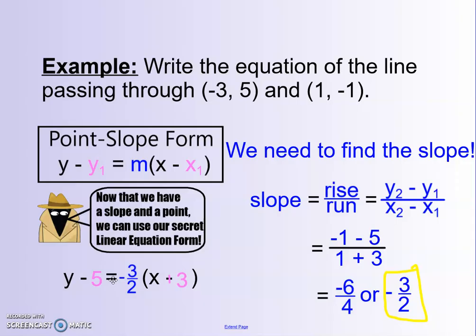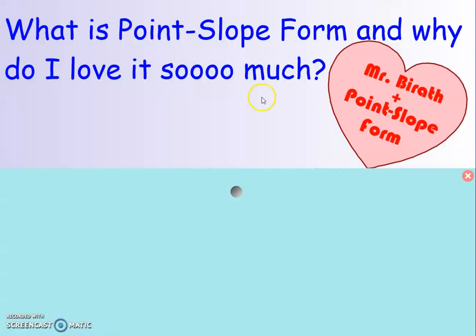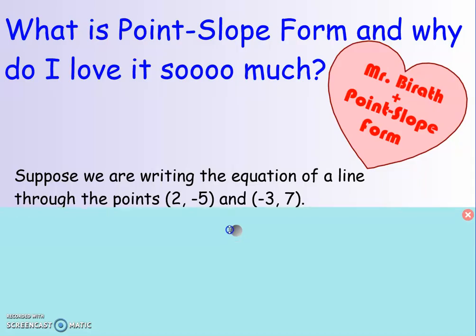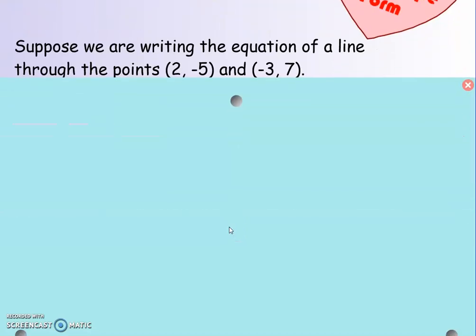We're done. It's wonderful. Let's do another example. I just want to go through one more. We know what point-slope form is. Why do I love it so much? It's because it's so quick. So quick. So here's another example. Boom. Again, why don't you pause the video and see if you can do the entire thing by yourself. Go ahead and do that right now.